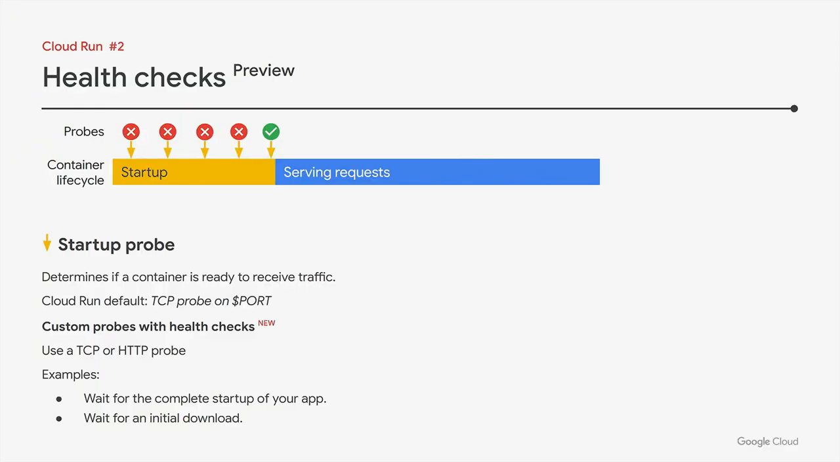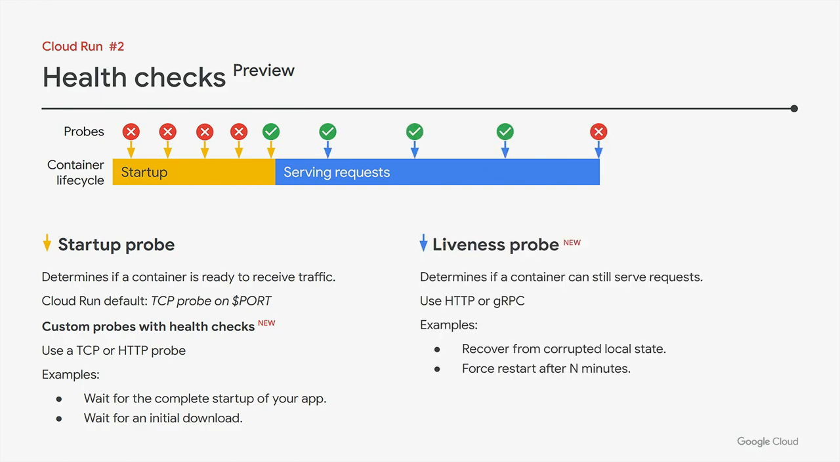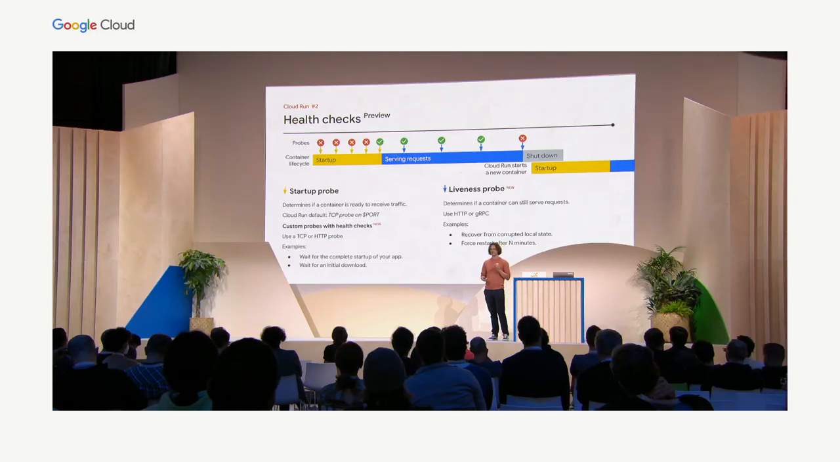With Cloud Run health checks, you can customize the probe. So in addition to TCP, you can now configure an HTTP probe. And this is useful for apps that start listening on a TCP port before they are actually ready to serve requests. Looking at you, big Spring Boot app. We're also introducing a new kind of probe, liveness probes. A liveness probe determines if a container is still able to serve requests. If it's not, it will be shut down, and Cloud Run starts a new container. So you can use liveness probes to stop container instances that get into a corrupt local state or force a restart after a certain amount of time.